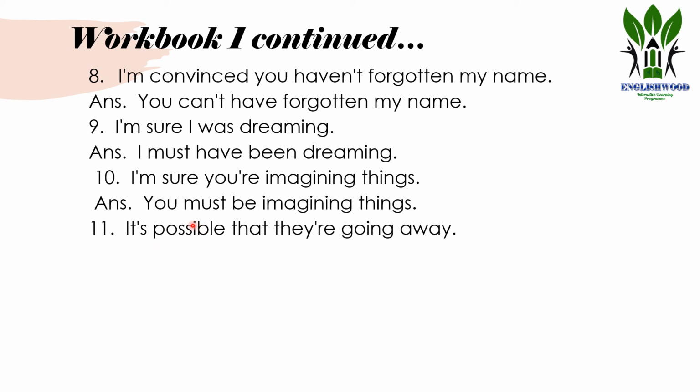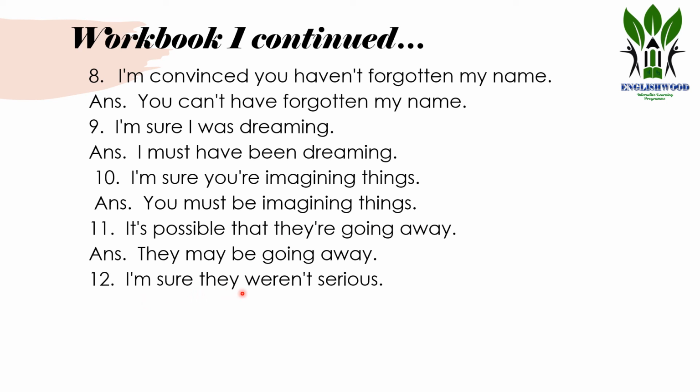It's possible. Okay. It's possible also. Perhaps. So you must be, may or might. They are also positive, might. That means they may be going away. They are going away. Are means be. They are going. They may be going away. I'm sure they weren't serious. Then they can't have been serious. Were means have been. Okay, they can't have been serious.